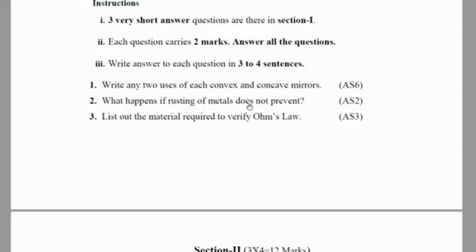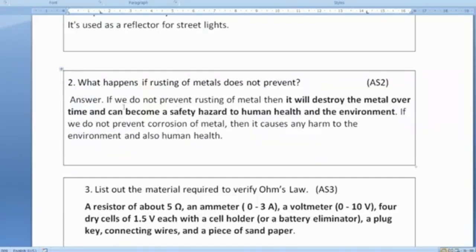Second question, what happens if rusting of metals does not prevent? If we do not prevent rusting of metals, then it will destroy the metal over time and can become a safety hazard to human health and environment. If we do not prevent corrosion of metals, then it may harm the environment and also human health.